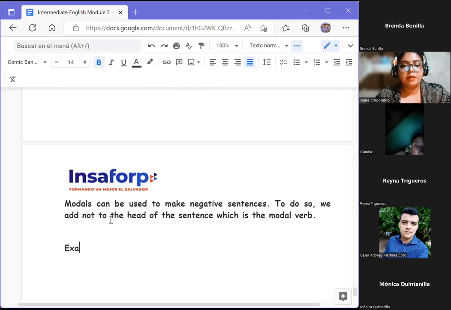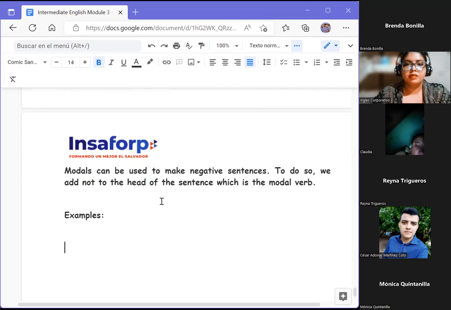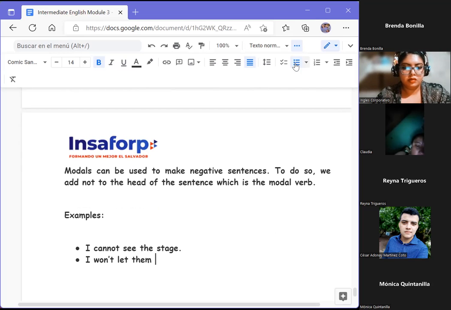And we have the first one, and it says, "I cannot see the stage." And the second one, "I won't let them see my sadness." So in that case, we just add the word "not," as in many of the structures that we use to create negative sentences.